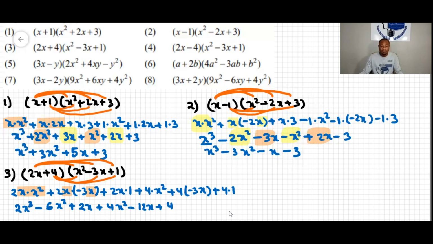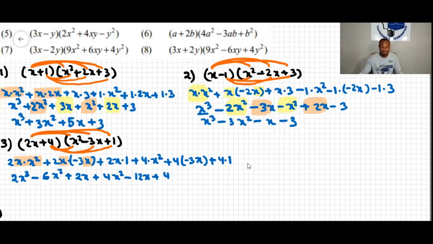Now we can combine like terms, okay? We can see that the terms with x cubed, we only have 1, which is 2x cubed, only 1 here. The terms with x squared are like in this row, we have negative 6. We need to take it with the sign, negative 6x squared and positive 4x squared. This will be combined, that makes negative 2x squared.